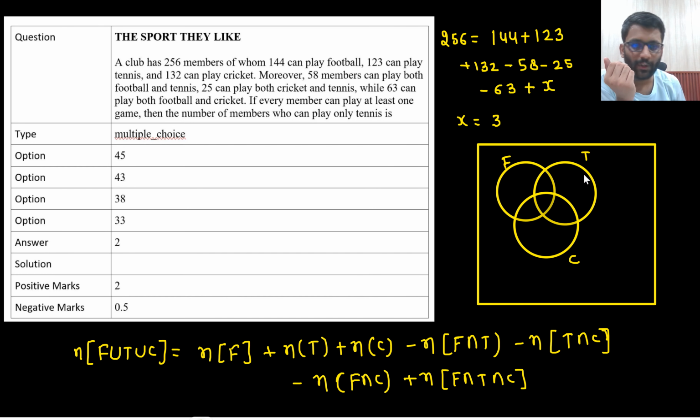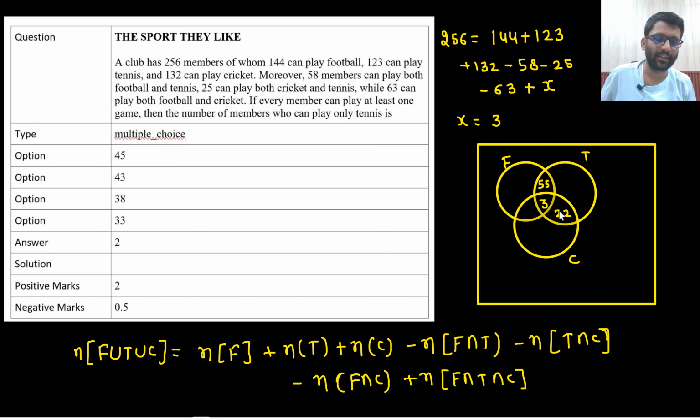What we need to find? We need to find only this part, this common tennis part. So I know this part now. This is 3. Football and tennis combined, how many are there? That is 58. That means this would have been 55, because 55 plus 3 is 58. Then 25 are there who play cricket and tennis. That means this would have been 22, because 22 plus 3 would be 25.